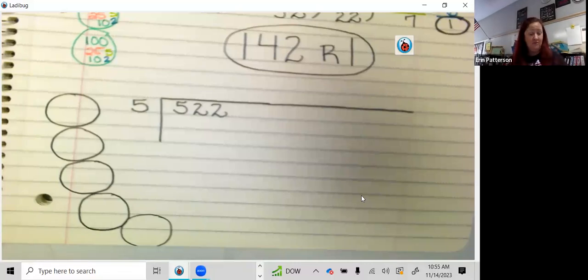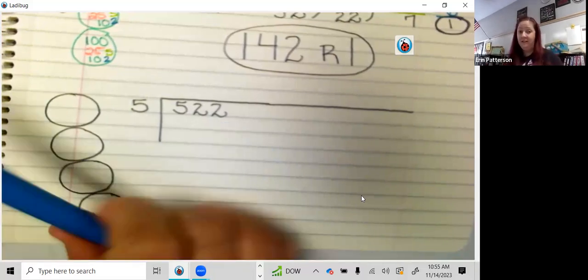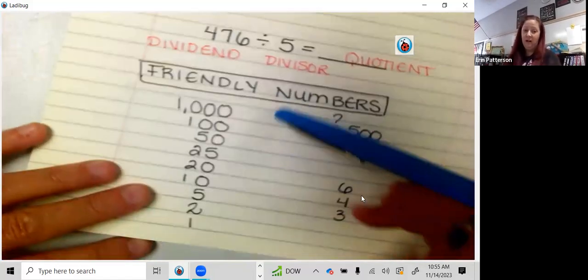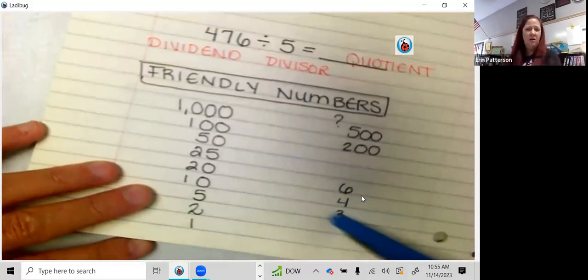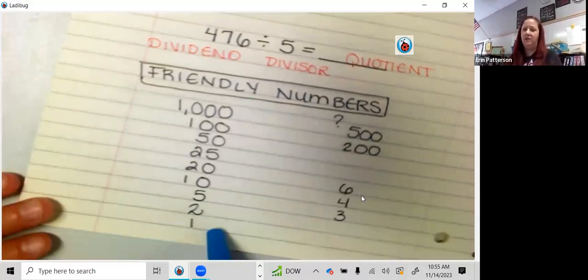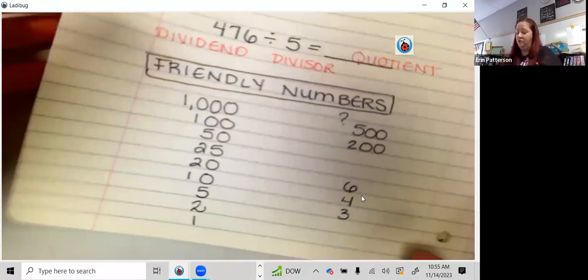Okay. Now I would have started with 100 because this is a 3-digit number. And I know 100 is my 3-digit friendly number. When I look over here, these are the truest friendly numbers. There may be some other ones that you feel good about, but these are the ones that I know all of us in 4th grade should know. Okay. So I would have started with 100.